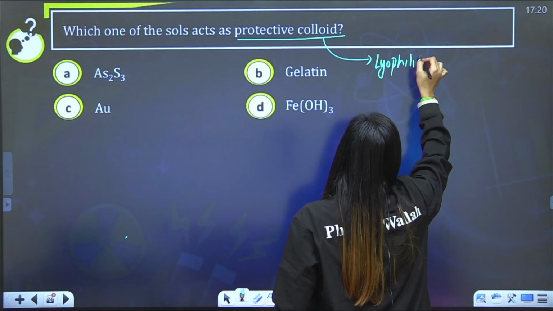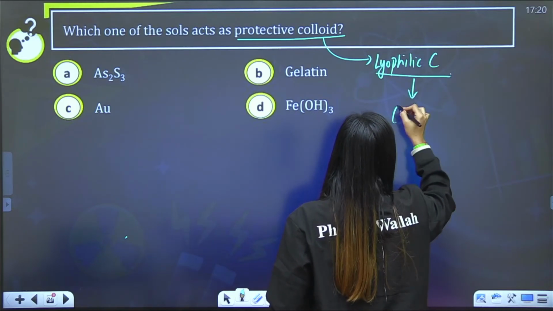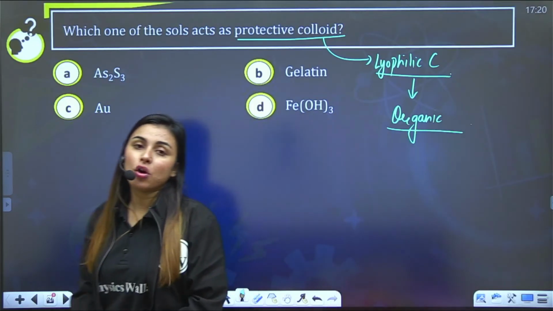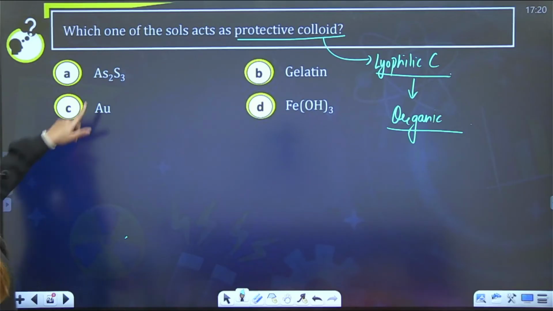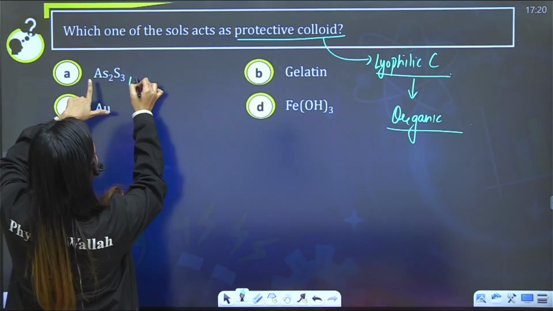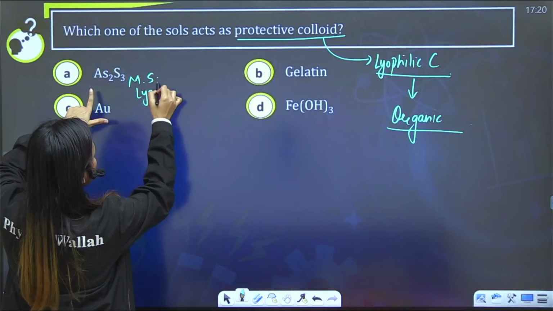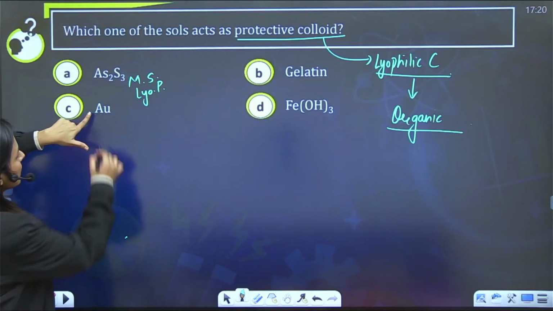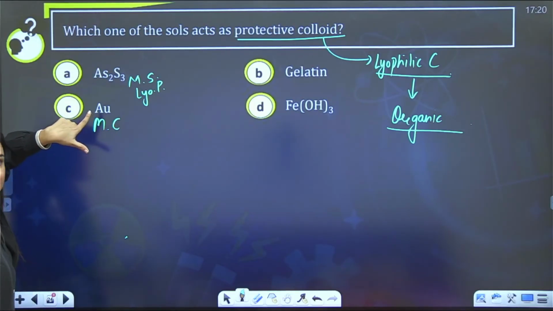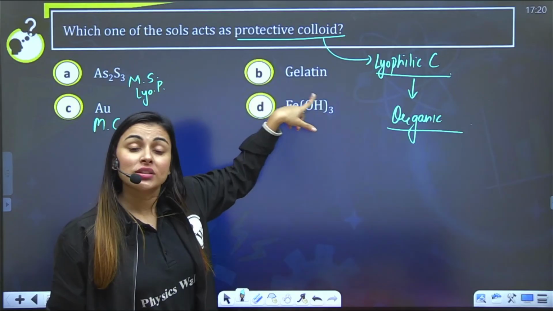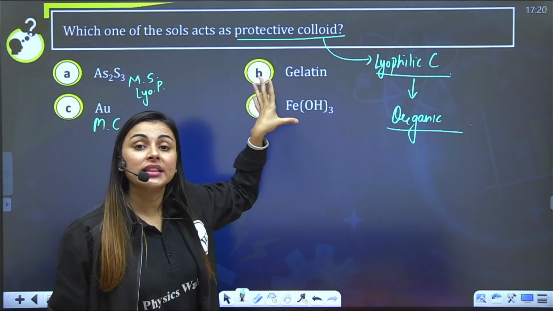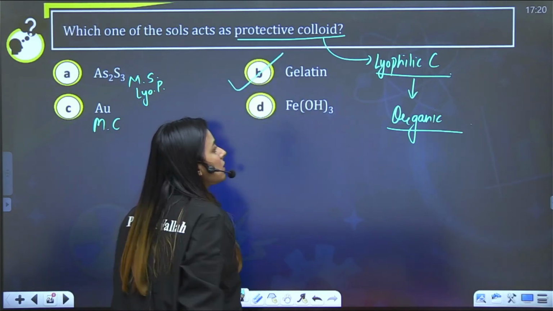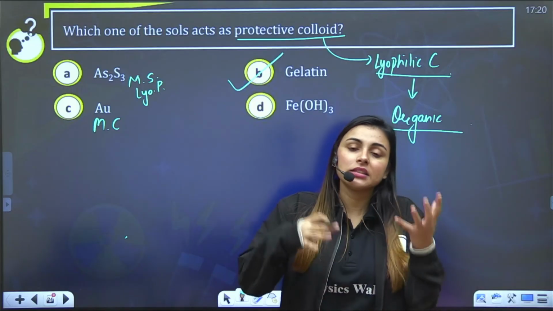And I know which of the following can act as lyophilic. All the organic compounds can form lyophilic colloids. So this is a metal sulfide, and metal sulfides are your lyophobic colloids. Gelatin is actually an organic colloid. Gold is a metal colloid, so it is not stable. Metal oxide is still an inorganic colloid, that is, a lyophobic colloid. So gelatin is organic in nature, and that is the reason it is a lyophilic colloid.